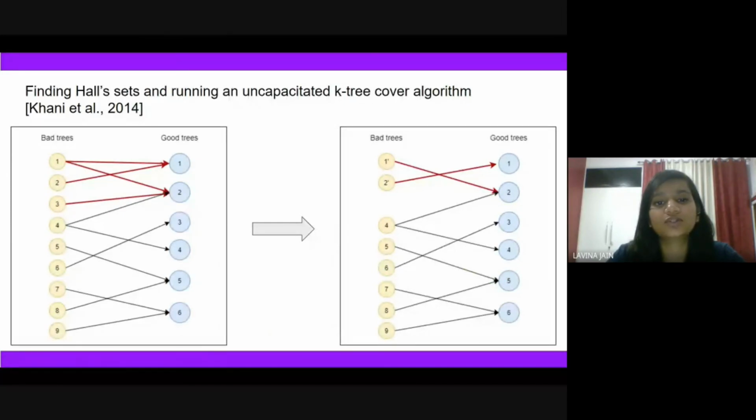Since we do not control how bad trees are formed, there may be Hall sets in the graph. For example, here, bad trees 1, 2, and 3 form a Hall set. We run an uncapacitated K tree cover algorithm on these, and they recombine into bad trees 1' and 2', which can now be matched with two good trees. We will iteratively pick each Hall set and run the MMTC algorithm on them again.